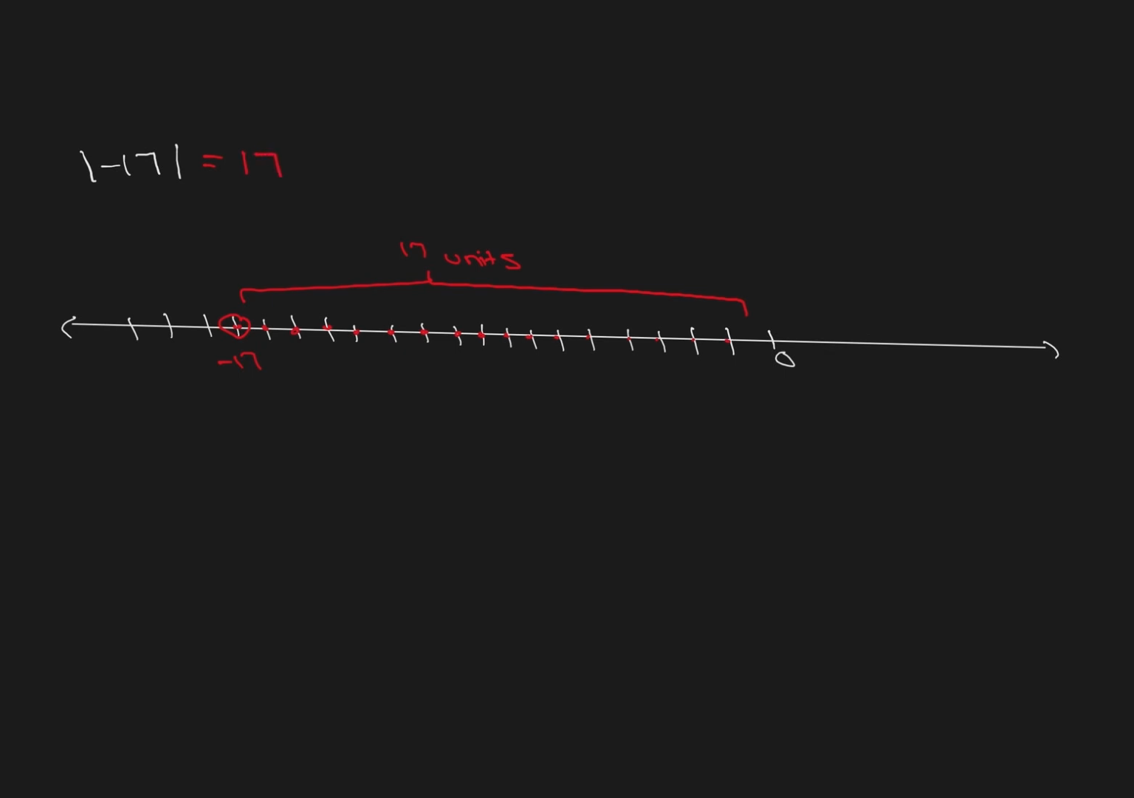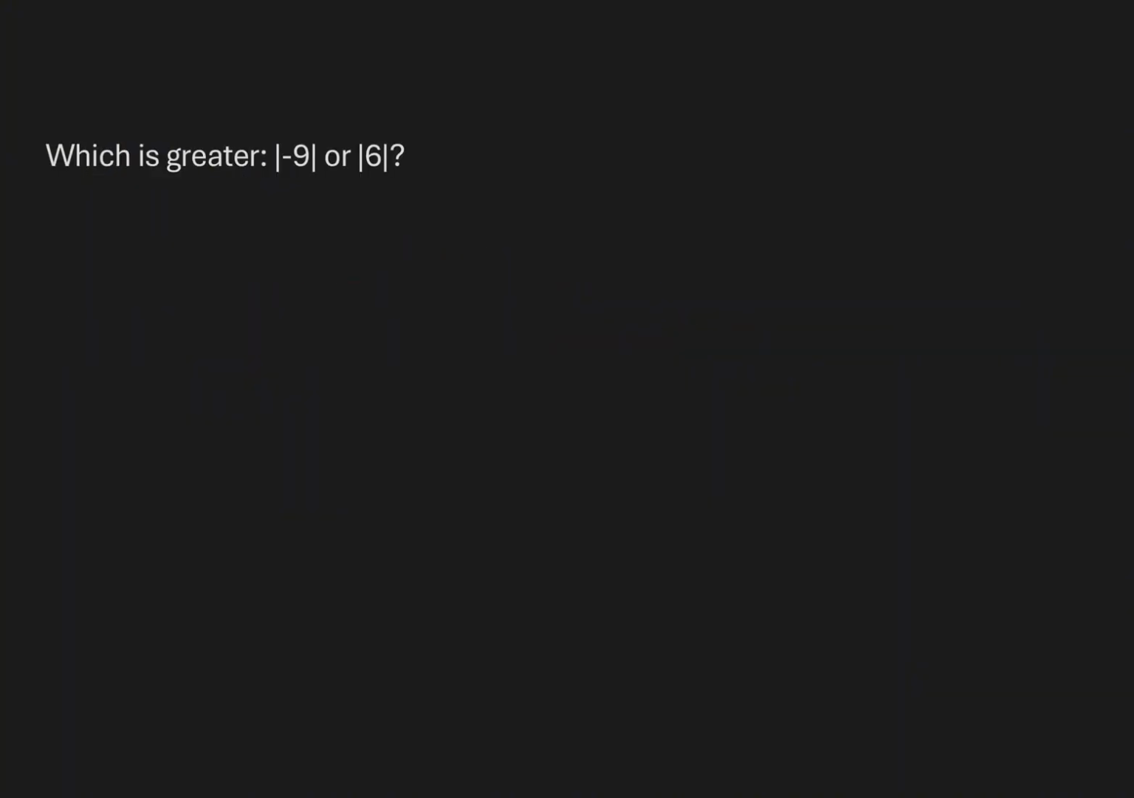An easy trick to solve this problem without having to do it on a number line is by just removing the sign, and there you have it, your answer, 17. Alright, let's move on to another problem. Which is greater, the absolute value of negative 9 or the absolute value of positive 6? This problem may look intimidating at first, but it's actually pretty simple. Just ask yourself this: which one is farther from 0?